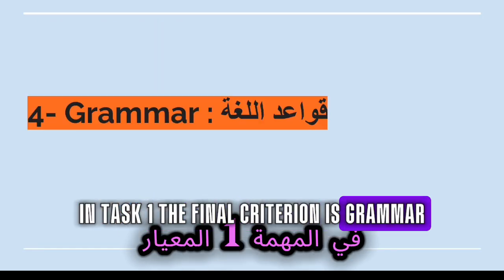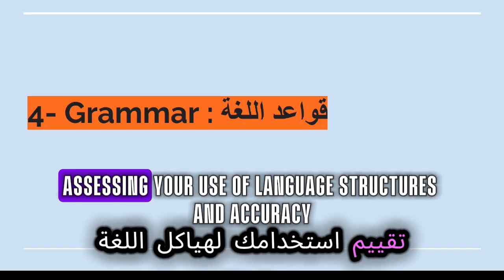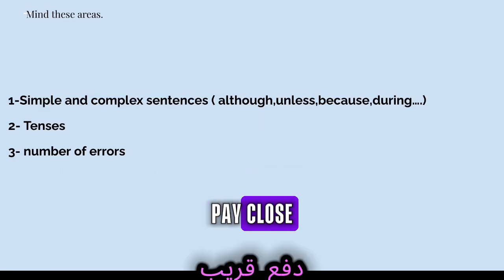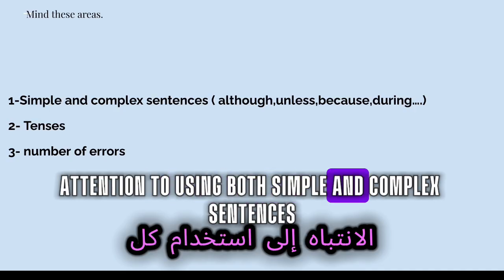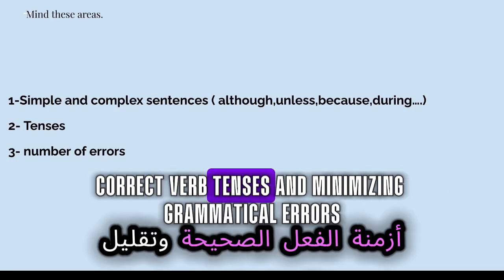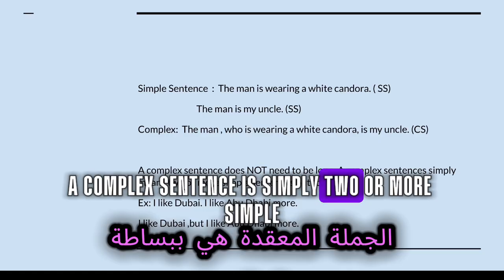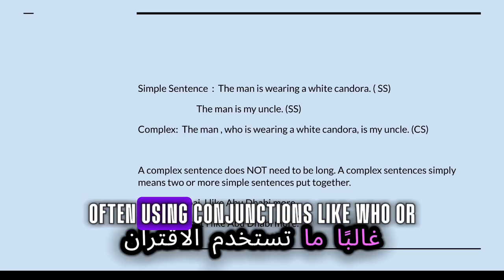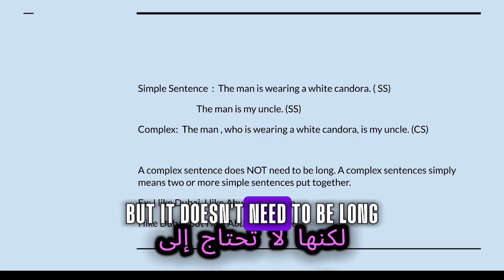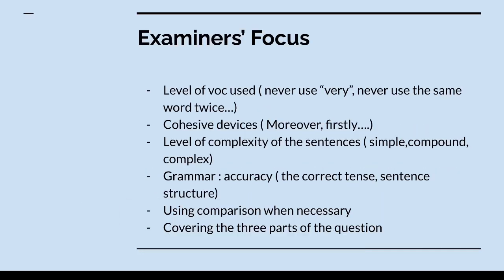The final criterion is grammar, assessing your use of language structures and accuracy. Pay close attention to using both simple and complex sentences, correct verb tenses, and minimizing grammatical errors. A complex sentence is simply 2 or more simple sentences combined, often using conjunctions like who or but. It doesn't need to be long.